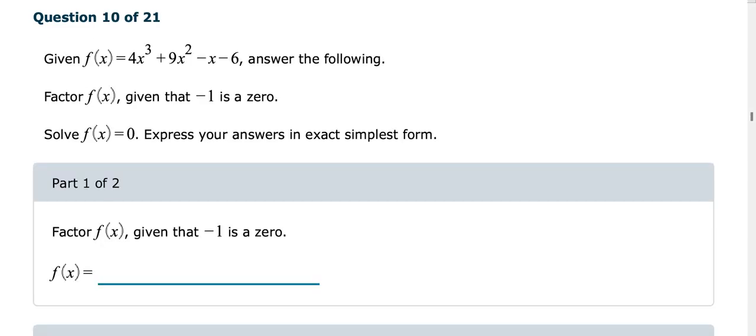Question 10. Given f of x equals 4x cubed plus 9x squared minus x minus 6, answer the following. Factor that function given that negative 1 is a 0. Then solve when that function equals 0 and express answers in exact simplest form.